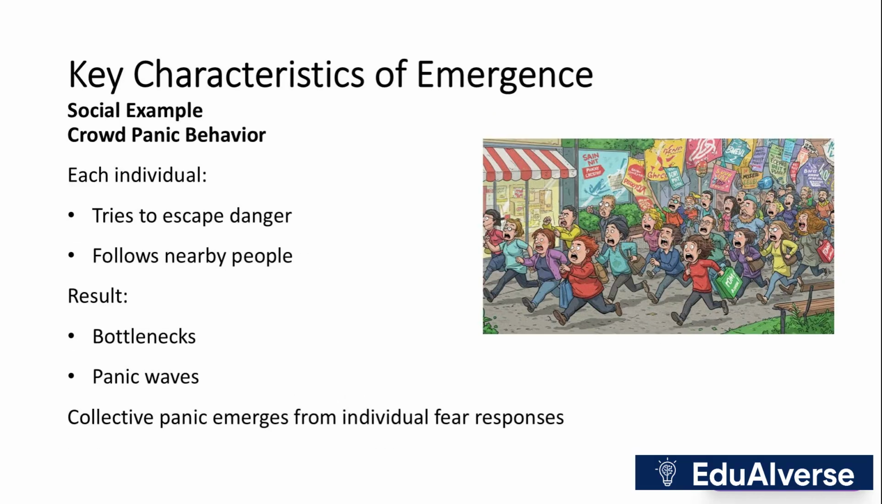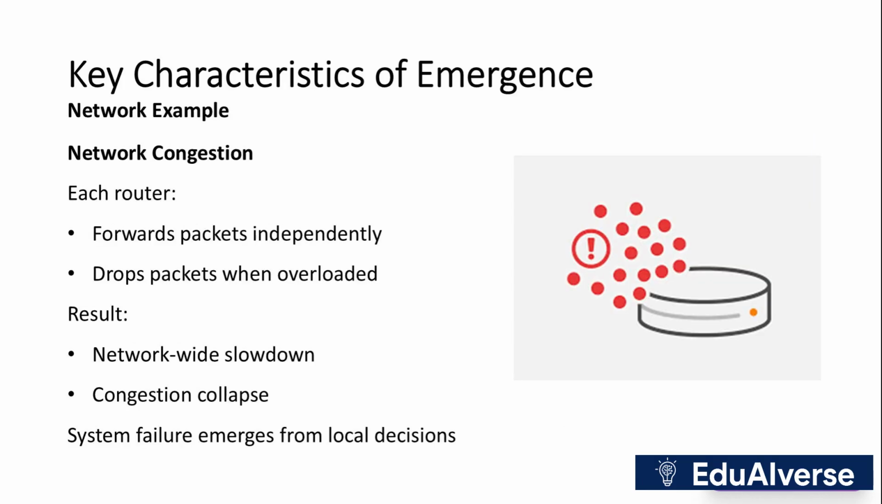In crowds, individuals try to escape danger and follow nearby people, leading to bottlenecks and panic waves. This social example demonstrates how collective panic emerges from individual fear responses. Routers forward packets independently, but when overloaded, they drop packets, causing network-wide slowdown. This network example illustrates how system failure emerges from local decisions.